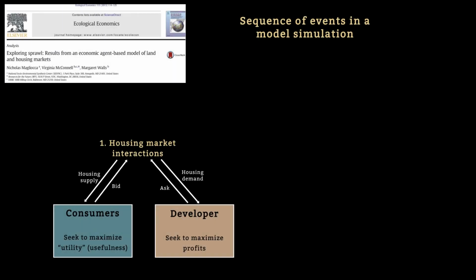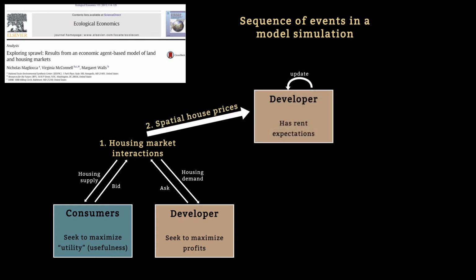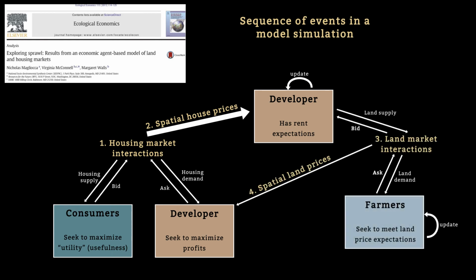Our model had three types of agents: consumers who purchase houses of different types in different locations, a developer who converts undeveloped land into residential housing, and farmers who choose between farming and selling their land. The model simulated a series of market events including buying land, building houses, and setting asking and bid prices.